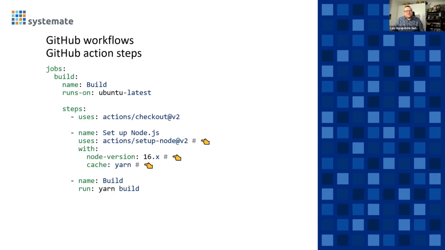It doesn't run yarn install. It just caches the yarn cache folder. So there should have been a yarn install here. But after that, we can go to the next step, which is yarn build. But this is an example of having an action step in your workflow job.